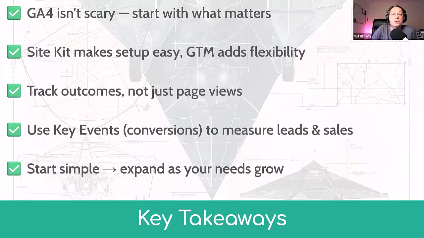Track outcomes, not just page views. Don't just track likes and how many times a page has been viewed. That's kind of helpful, I guess, but you want to track outcomes. So what's important in your business website? It's your landing pages, your conversions, your sales funnel. Mark these as key events, which is now conversions, which used to be goals. You want to make sure you're getting those onto your Google Analytics reports when you're viewing them, to see where people are clicking.